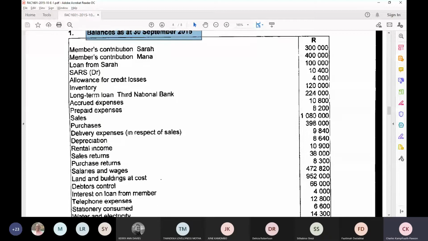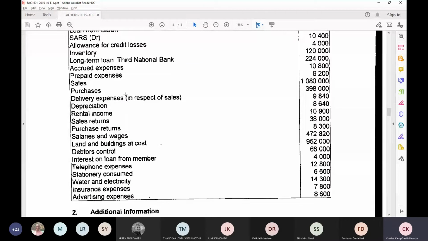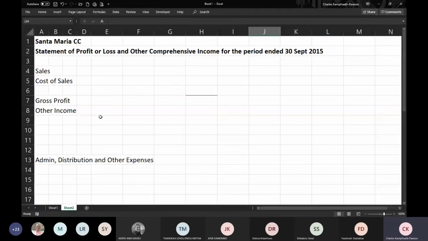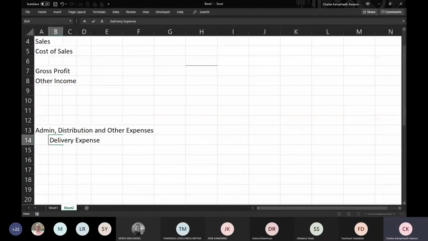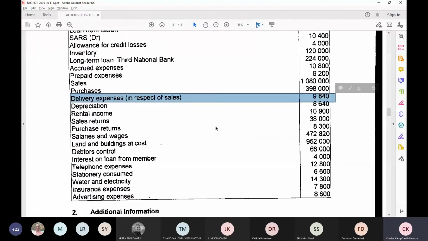We have a long-term loan, accrued expenses, prepaid expenses, sales, purchases, delivery expense in respect of sales. So that's a sales expense, part of admin, distribution, and other expenses. We're going to forget about that one, so let's go put it in. Delivery expenses. And let's put in brackets that value. 9840.